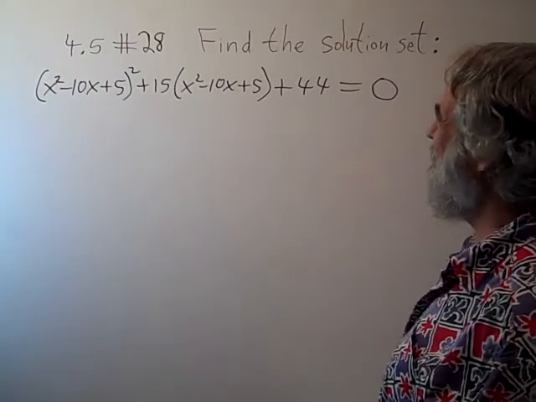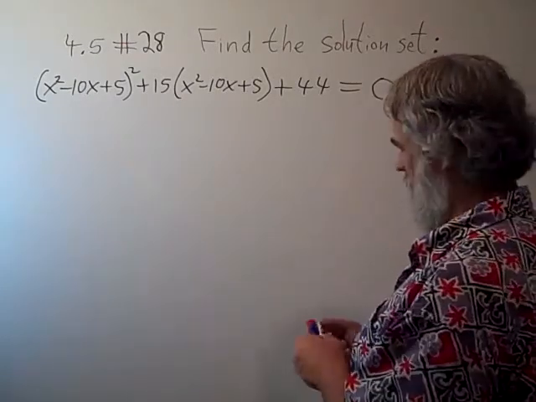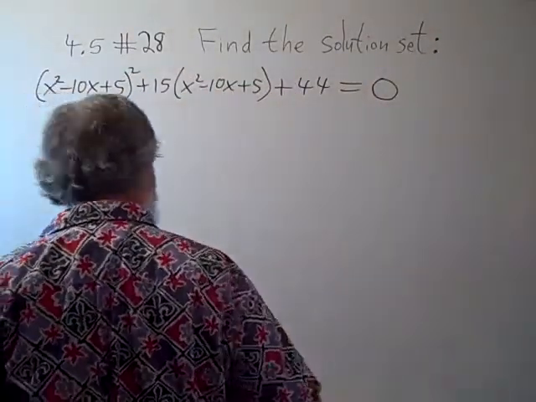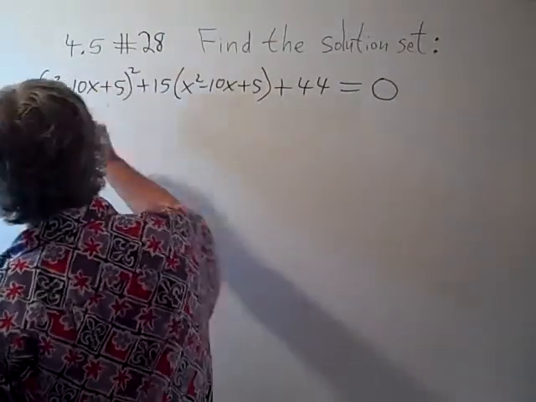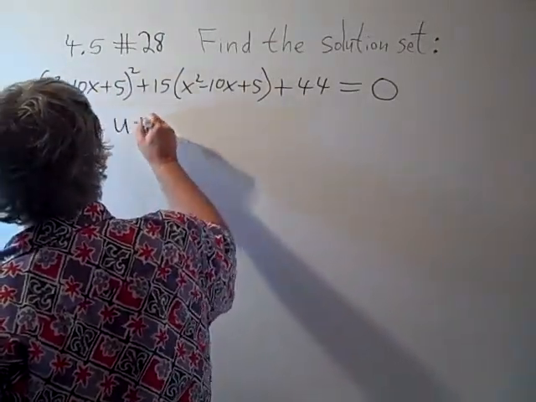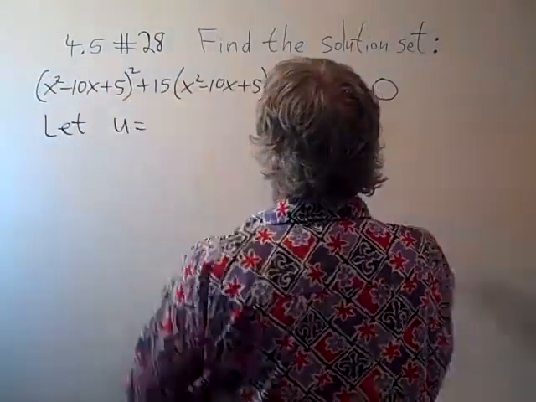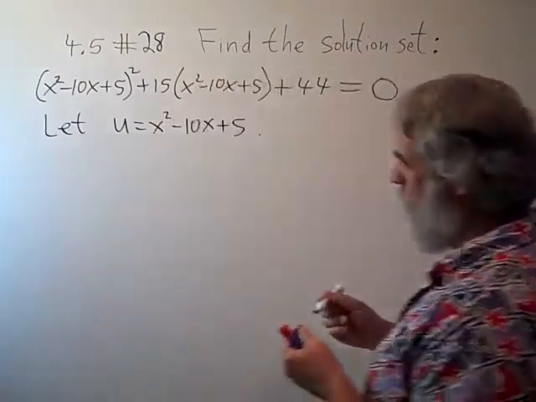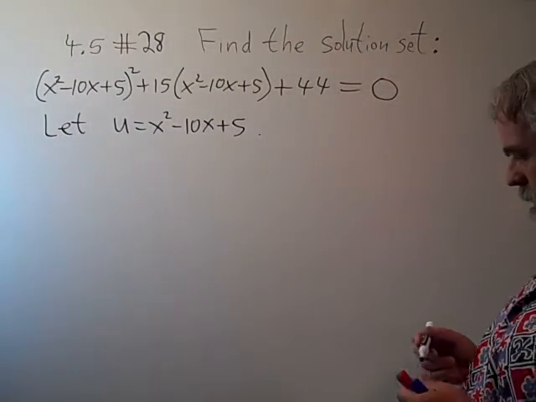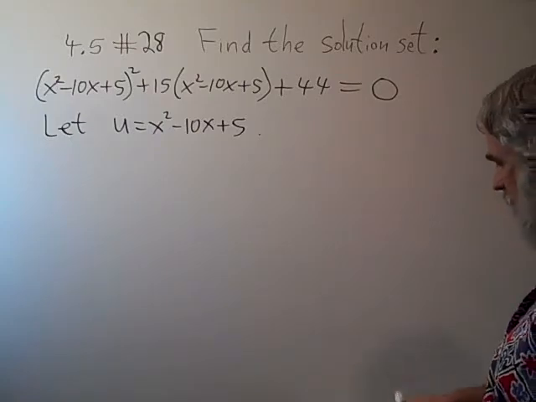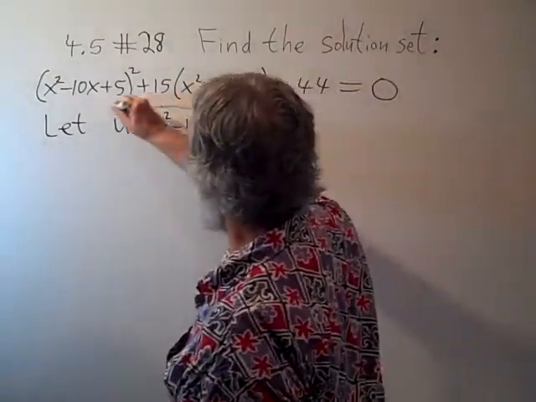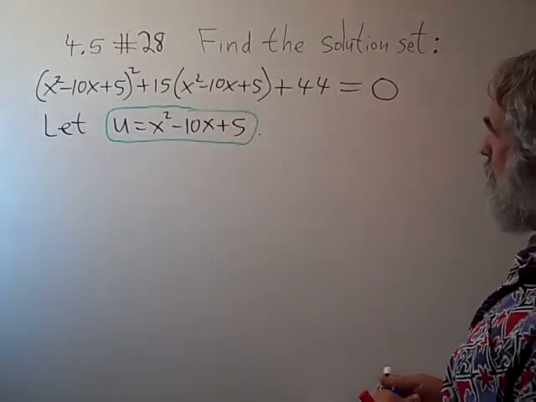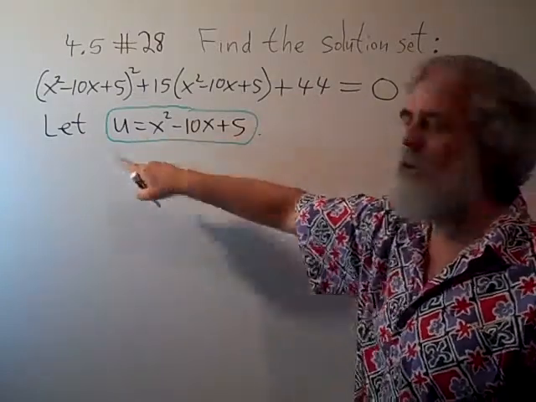Now, probably the only way you're going to be able to solve this one is using substitution. I'm going to let u, I'll even write in the word let. So let's let u equal the stuff in the parentheses here and here. The reason for doing that is that now the equation becomes much, much simpler. We'll be needing this later, because eventually we'll have to go back to x.